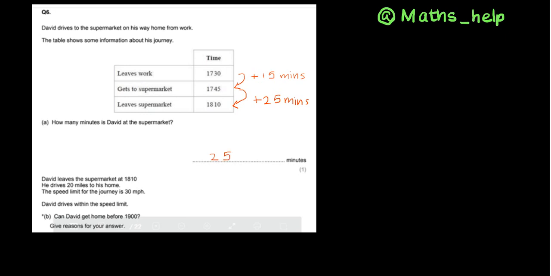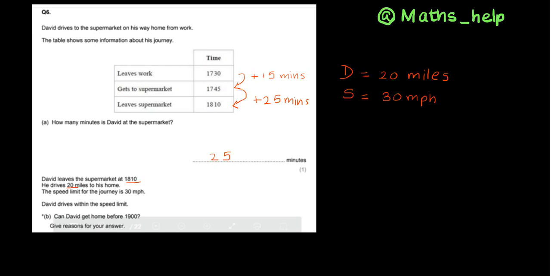Right, let's see. The next part of the question says David leaves the supermarket at 10 past 6, 1810. He drives 20 miles, so I'm going to write down there's a distance of 20 miles. And mile is the full word, not m, which is meters, when writing units. There is a speed limit for the journey of 30 miles per hour. Okay, wrote that down as well.